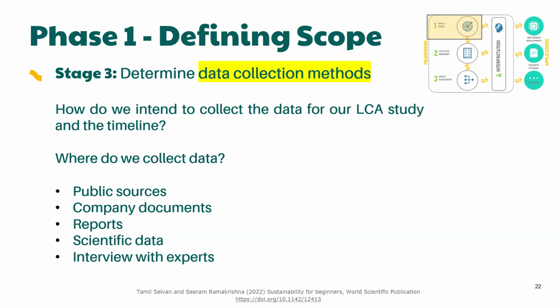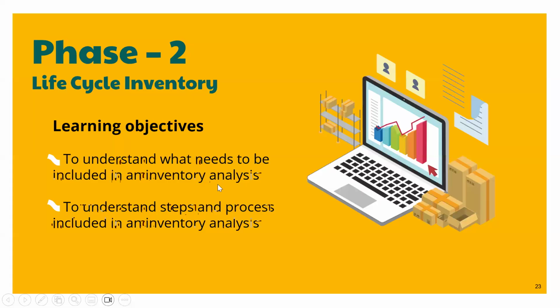Once you have got a clear understanding, now we can move on to stage 2, which is life cycle inventory analysis. In this part of the lecture, we will understand what goes into the system, which are inputs like water, electricity, raw materials, and other natural resources. We will also explore what comes out of the system, which are outputs like emissions, water discharge, deforestation, etc. We will go through a step-by-step process to obtain all this information and learn how to perform the calculations also.